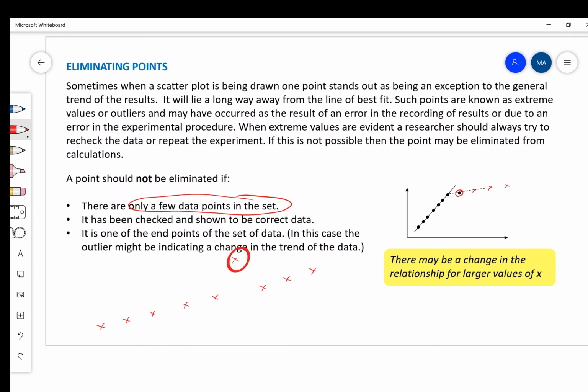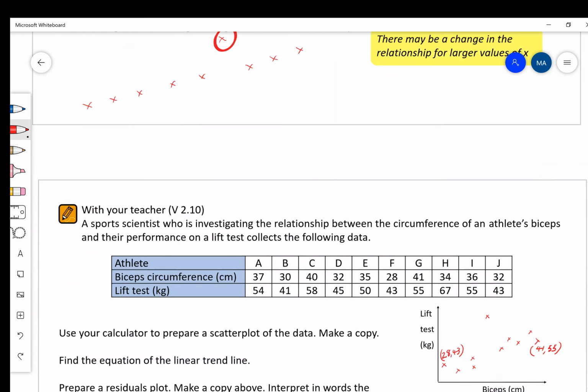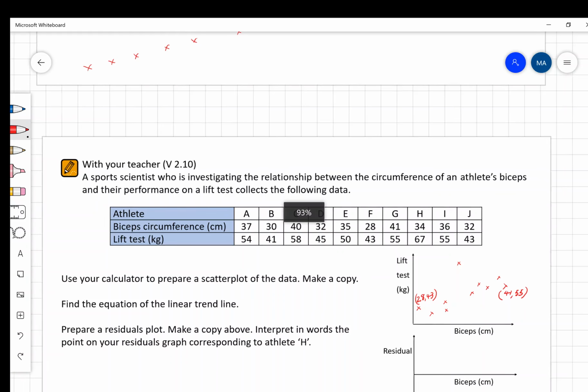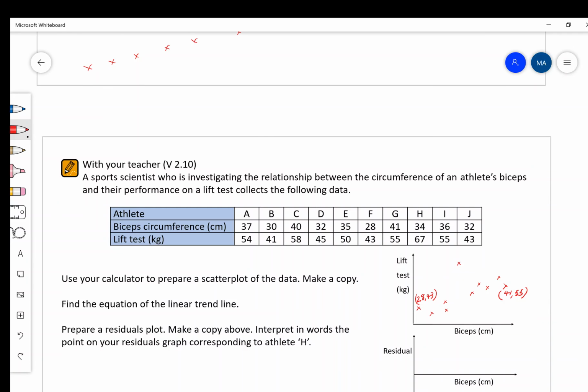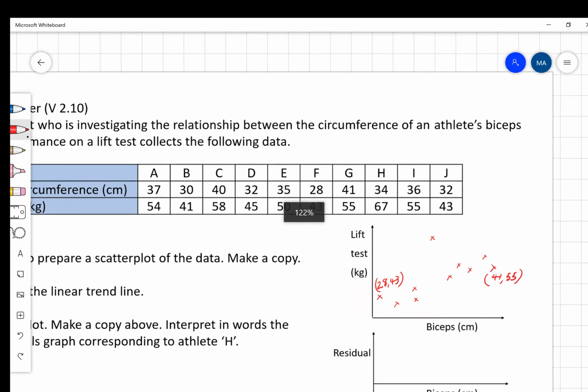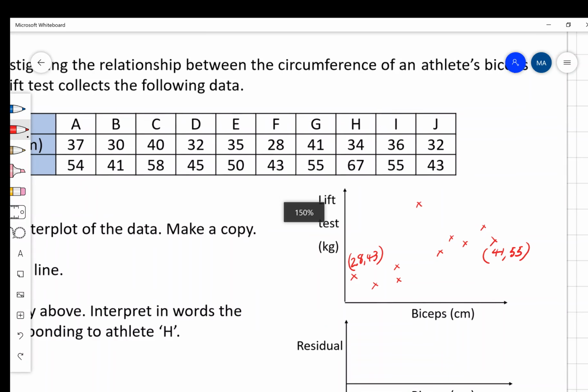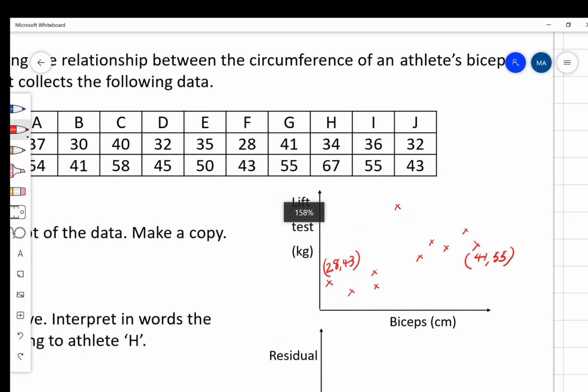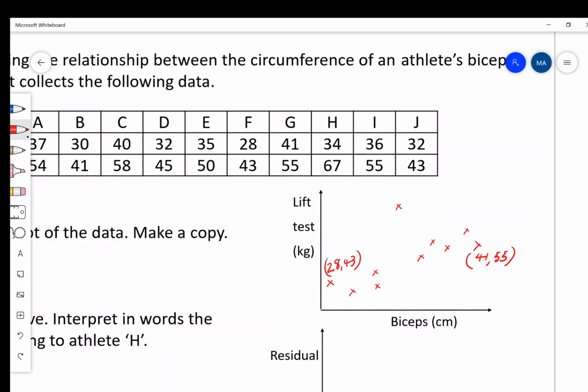Okay, we've got this example down here. I'm not going to do all of this example. I'm just going to do the bit where we've got the scatter plot. I've made a copy of it here, and we're going to determine whether we could eliminate a data point. So the obvious outlier is this one here. So can we eliminate this?